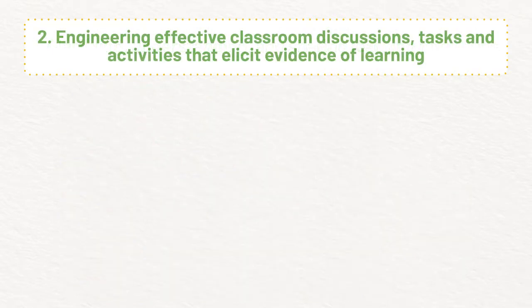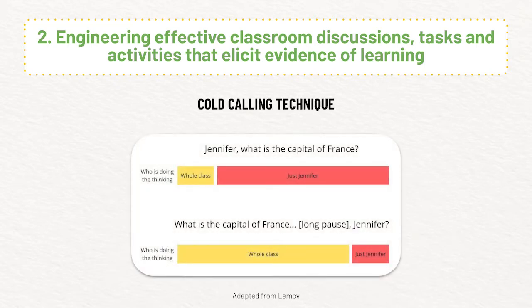Engineering effective classroom discussions, tasks, and activities that elicit evidence of learning. The cold calling technique is meant to increase the number of students thinking hard in the class. "Jennifer, what is the capital of France?" By asking the question this way, anyone who's not called Jennifer can turn off their brains. By simply reversing the order of the question, "What is the capital of France? Jennifer." More students need to think because they may get called.